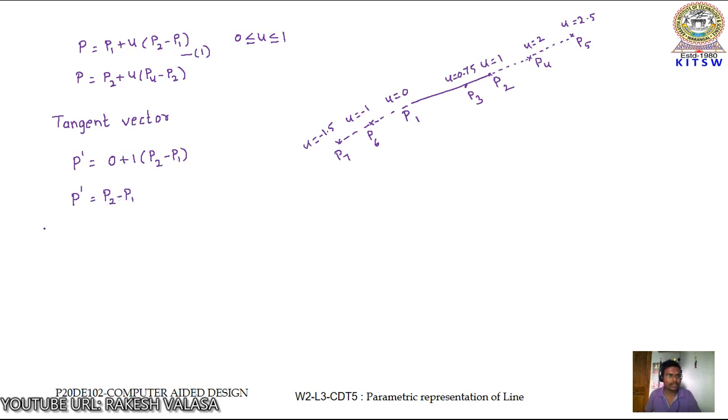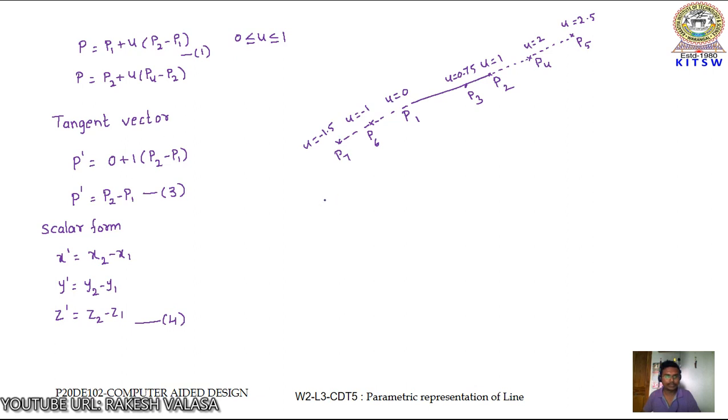Tangent vector of a line. You can write it in scalar form, that means in terms of x, y, z. X dash equal to x2 minus x1, because P1 has the point x1, y1, z1 and P2 has x2, y2, z2. Y dash equal to y2 minus y1, z dash equal to z2 minus z1. This is the equation for the tangent vector. This is equation number 3. These are equations number 4.